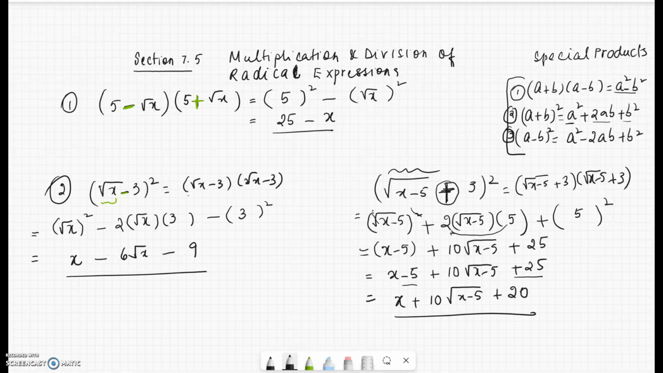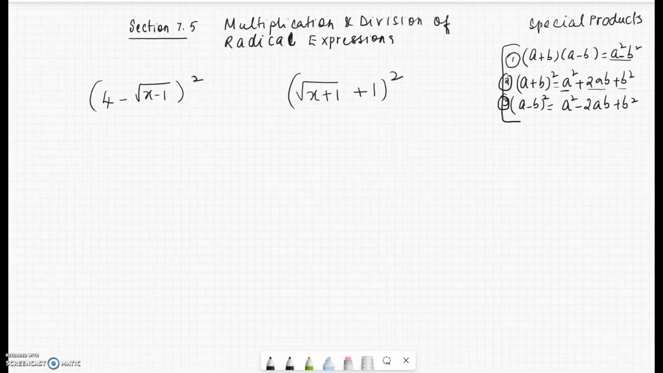So I don't have to do long multiplication. I can just find the answer by using one of the three. Okay, so this again is a binomial, the whole squared. For the first one, we'll need to use the third special product. So it's in the form a minus b the whole squared. So I don't have to do the long multiplication. I'm going to just use the formula.